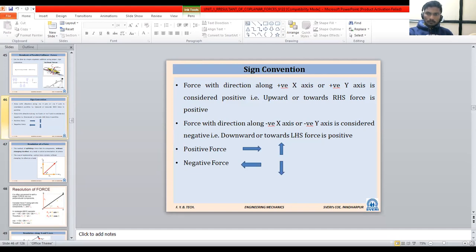Where were we? We were just solving the problems. Before that, we had seen what the sign convention is. So for a given force, what is the sign convention? Let us quickly review what we have seen before that.